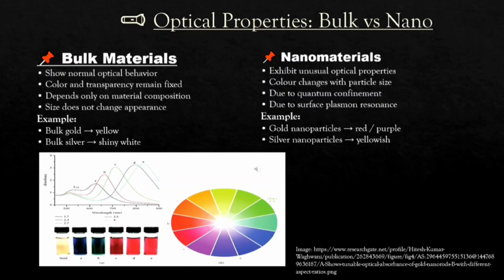The color of nanoparticles can change dramatically with particle size. This happens because of quantum confinement effects and a phenomenon called surface plasmon resonance, where electrons at the surface collectively oscillate in response to incoming light. As a result, gold nanoparticles can appear red or purple and silver nanoparticles can look yellowish. This striking difference shows that at the nanoscale, size itself becomes a powerful tool for tuning how materials interact with light.